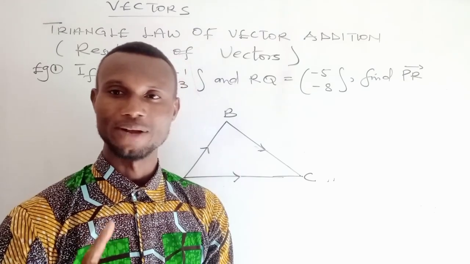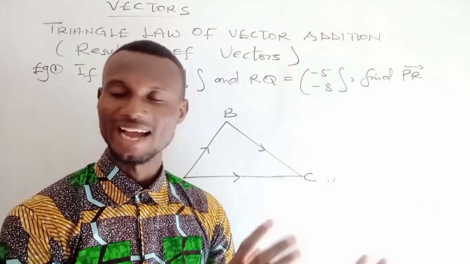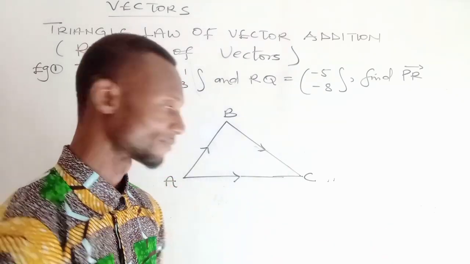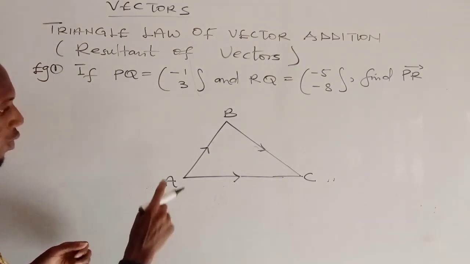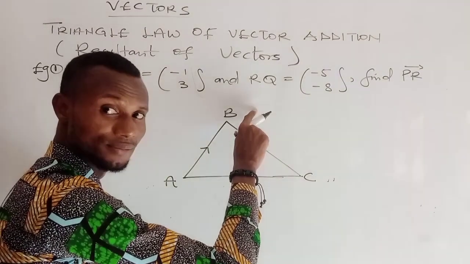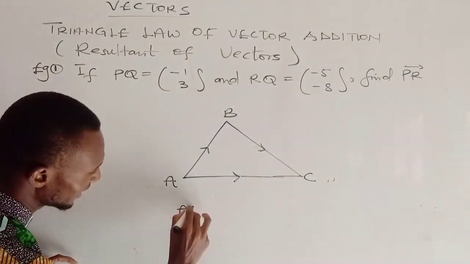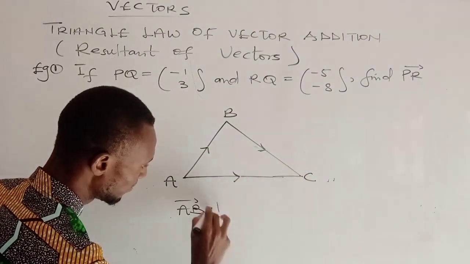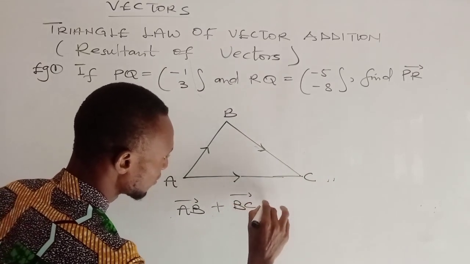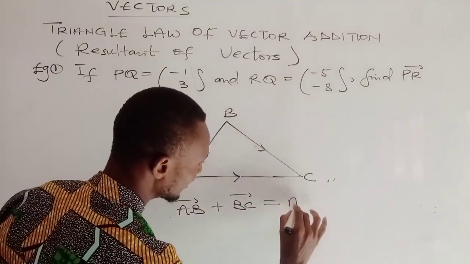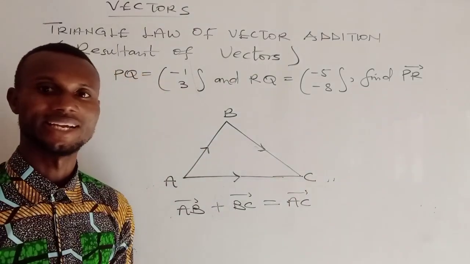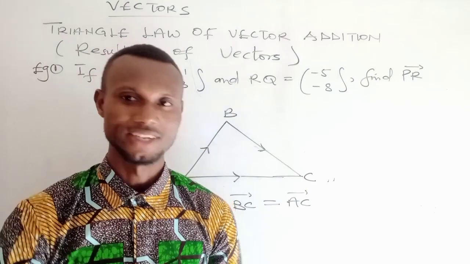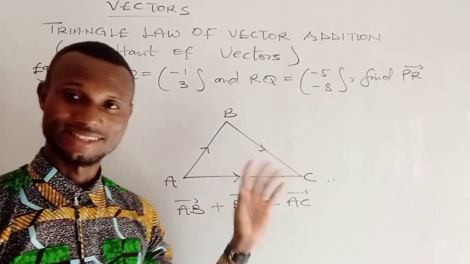Now there is an addition law that governs this representation, and that law is referred to as the triangle law of vector addition, or resultant of a vector. The law says that when I pick the vector AB and add it to the vector BC, it's supposed to give me the vector AC. That is the law. Don't get worried, it's very simple. I will explain again. I hope you understand the representation.